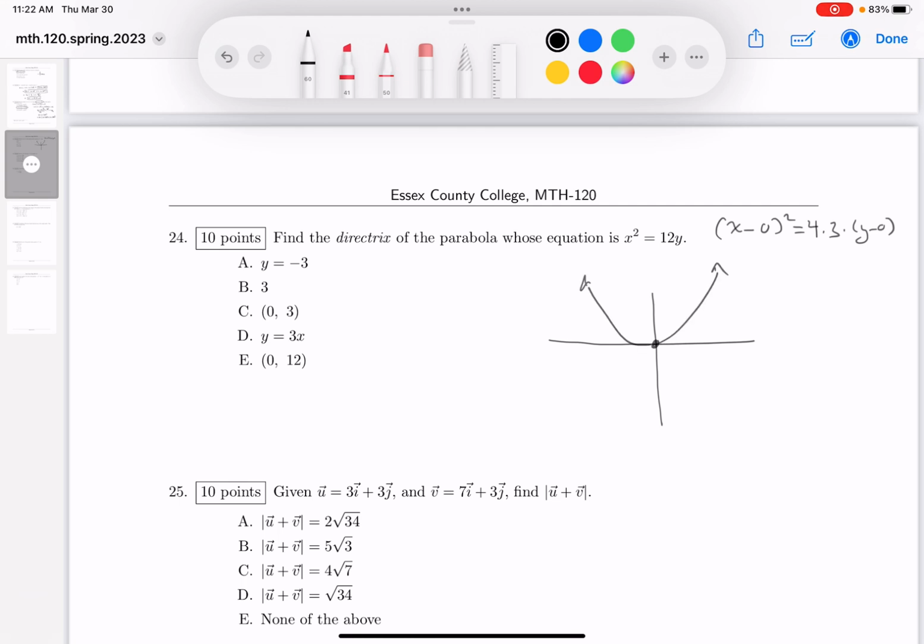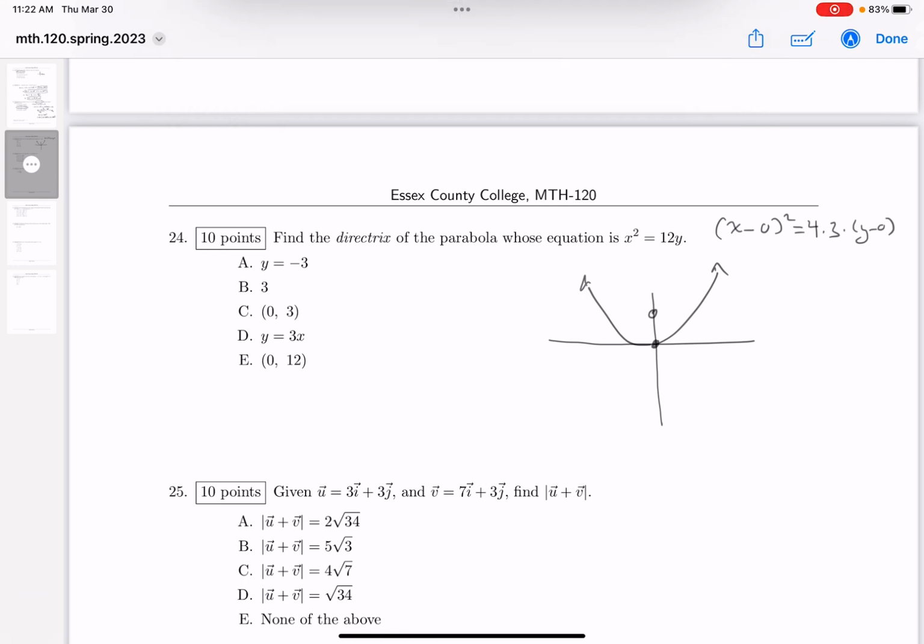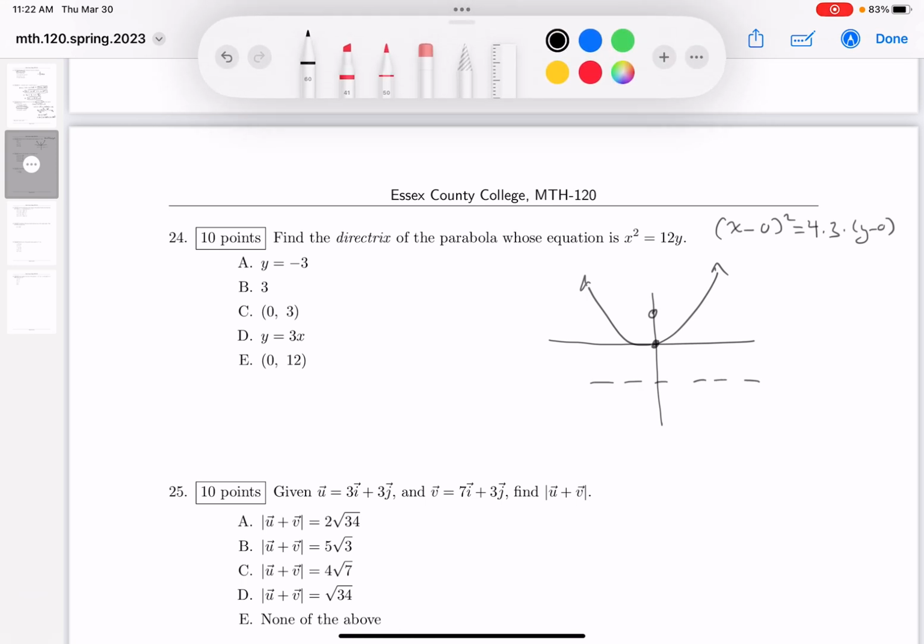I know there's going to be a focus over there and a directrix down over here. Now, what's the distance over here? It's 3. So this point, by the way, this point here is 0, 0. What's this point over here? It's going to be 0, 3. And this is going to be a line, y equals, let's see, minus 3, right? What's their question? Find the directrix. We just did. Y equals minus 3.